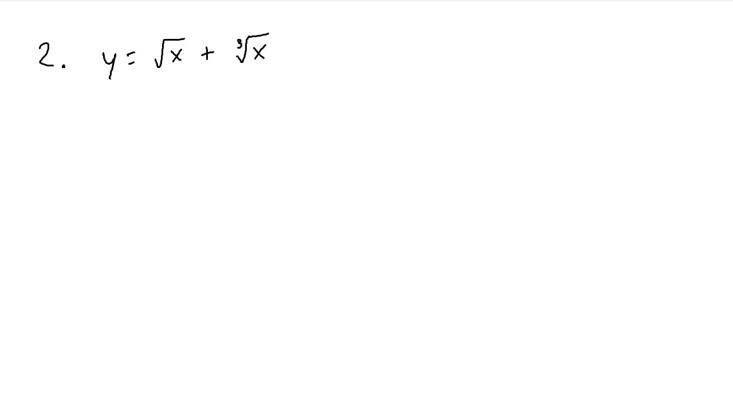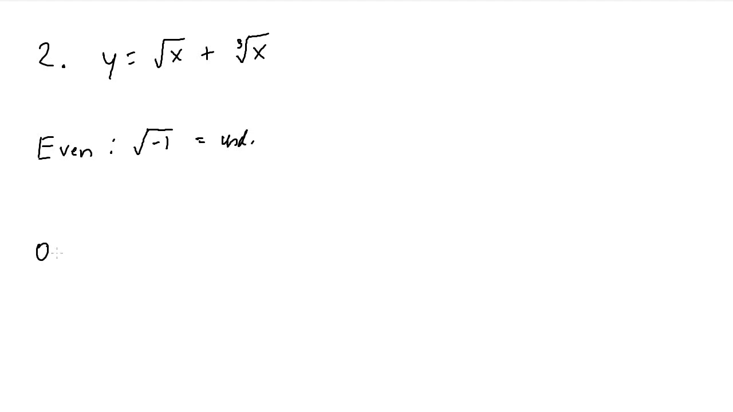So for number 2, we have y equals the square root of x plus the cube root of x. In order to find the domain, remember that for even-powered radicals, like the square root or the fourth root or the sixth root, if you take any even root of a negative number, you'll get undefined. It's undefined because the square root of -1 is i, but you cannot graph that. So that's the discontinuity there.